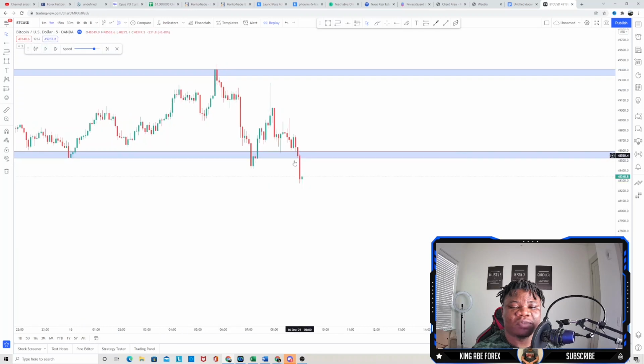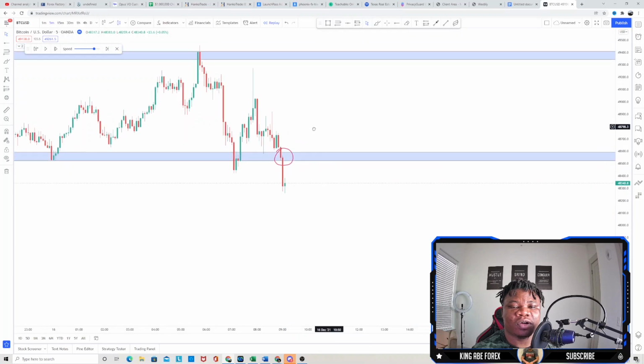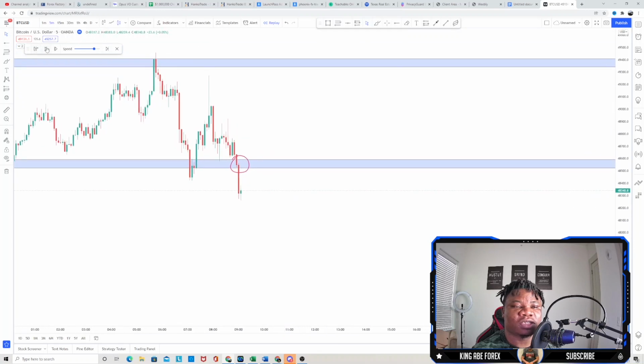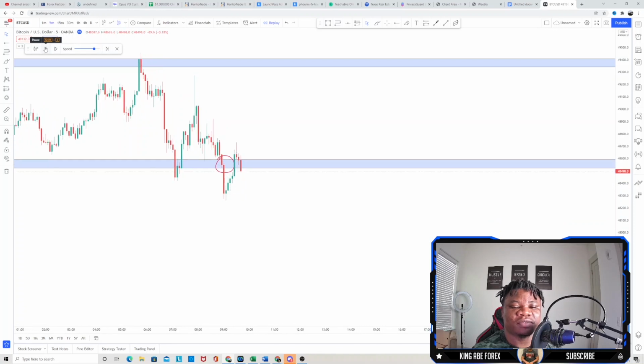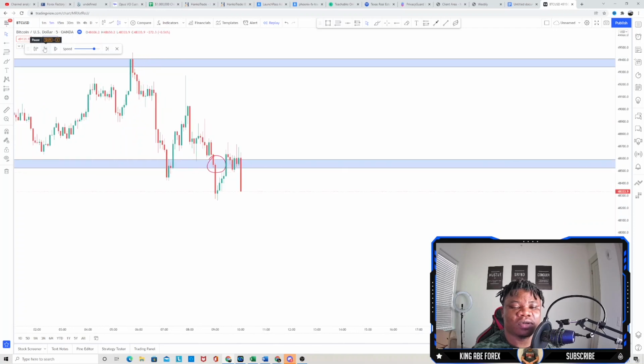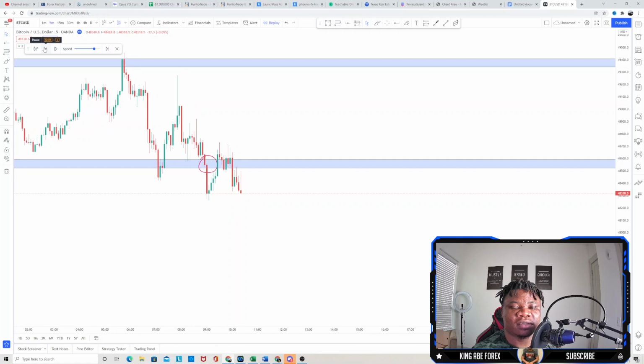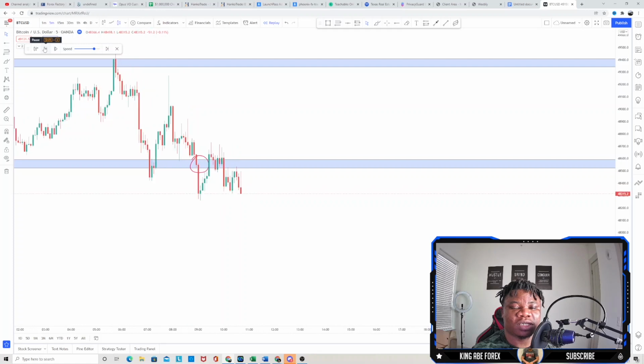So we have the break right over here. As you guys can see, now we're waiting for a pullback before we take a sell position. We're waiting for a pullback and also to see a bearish engulfing candle. So all we're doing now is just waiting.